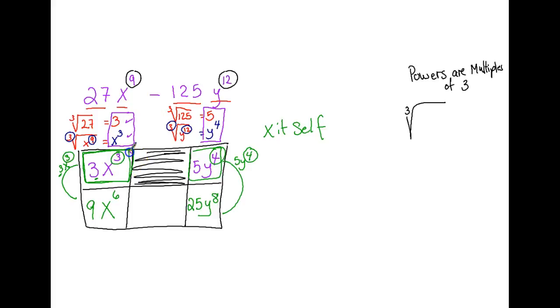Then you need to take whatever is in that box times whatever is in that box, and it goes down here. So you multiply the 2 boxes on the top, and it goes in the middle. So 3 times 5 is 15. x cubed times y to the 4th is x cubed y to the 4th.